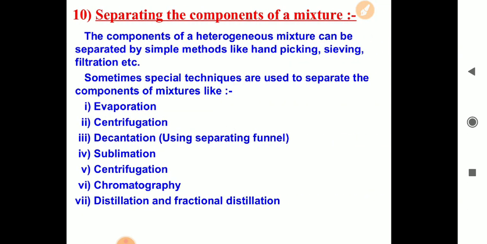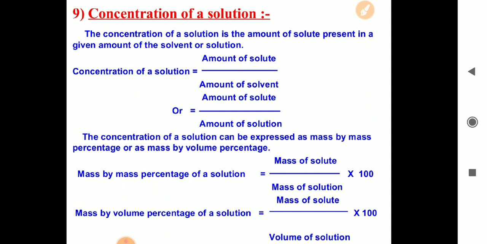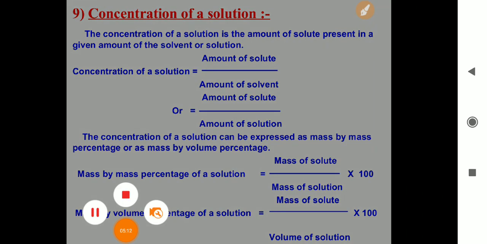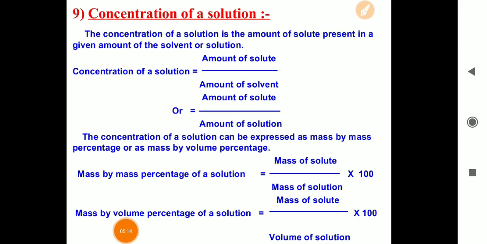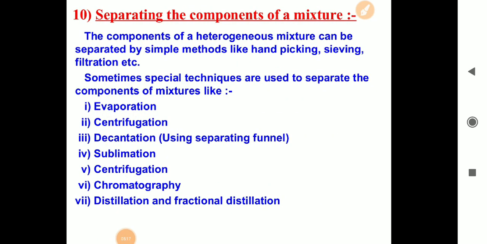Now the next important point is separating the components of a mixture. Till this point we have seen how solutions can be made, what is concentration, what is a mixture, what is a homogeneous mixture, what is a heterogeneous mixture, what is a colloidal solution, what is a true solution, and what is a suspension. Now if you want to separate these mixtures or solutions, then what are the methods?